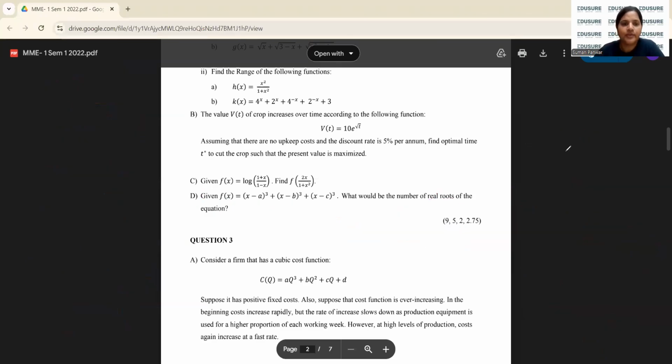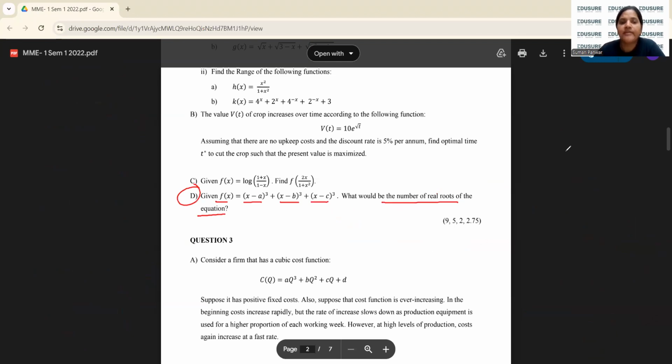DU 2022 Introductory MME question number 2 part D. Given that f(x) equals (x minus a) whole cube, (x minus b) whole cube, (x minus c) whole cube, what would be the number of real roots of the equation?